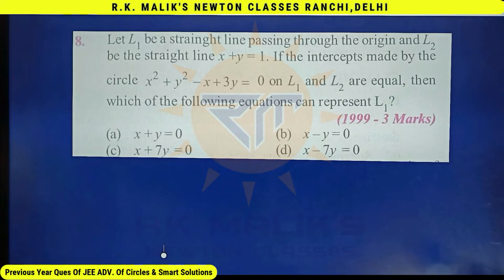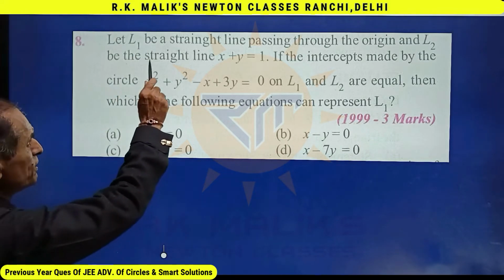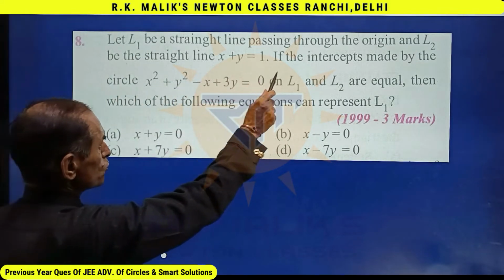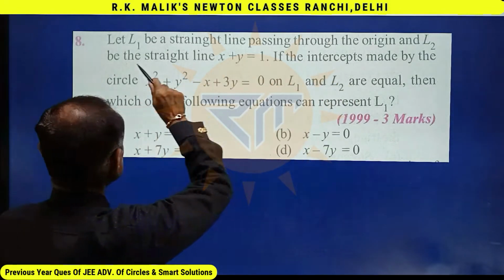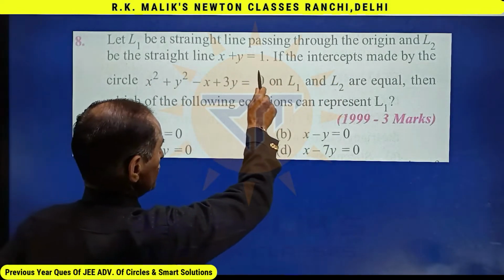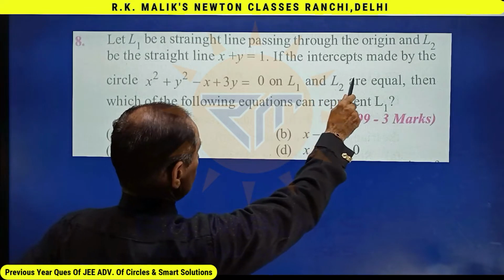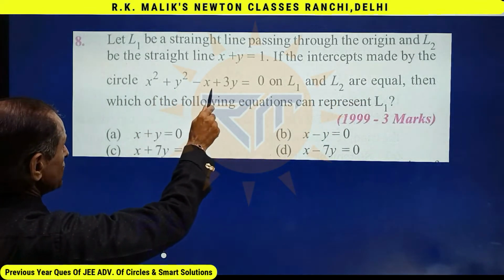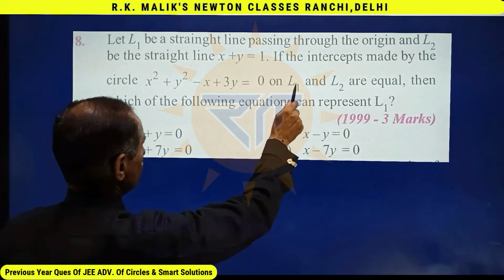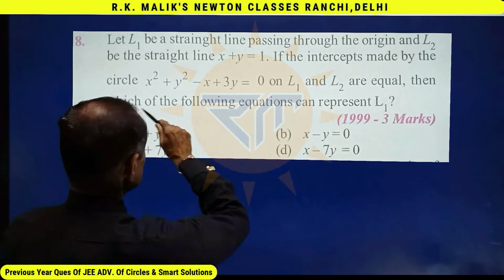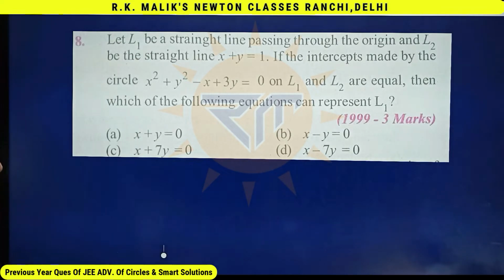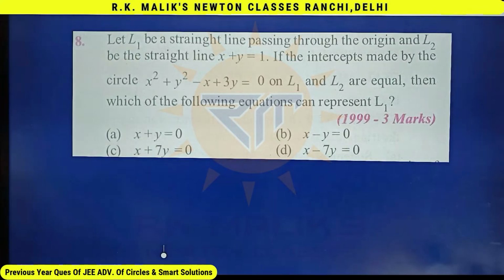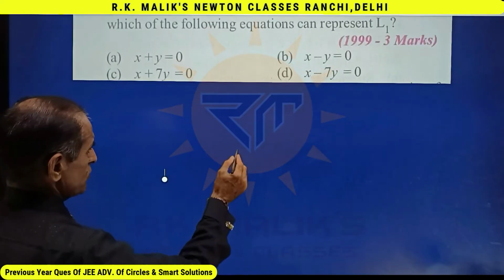In this question, it is given that let L1 be a straight line passing through origin and L2 be the straight line x plus y equal to 1. If the intercepts made by the circle x square plus y square minus x plus 3y equal to 0 on L1 and L2 are equal, then which of the following equations can represent L1? You can check yourself that in the book of Disha publication the solution was too much lengthy.